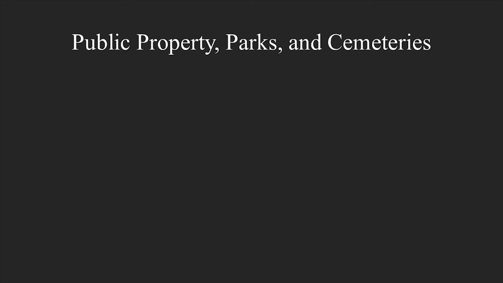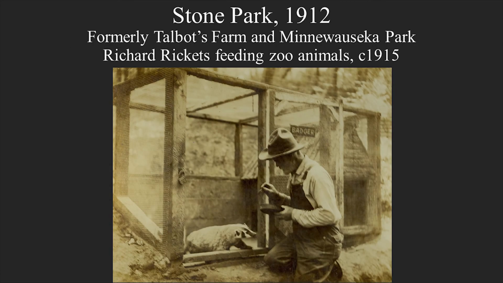Let's take a look at some public property, parks, and even cemeteries. Stone Park became a city park in 1912. Of course, it has a long history going back to the 1880s when it was the farm of Daniel Hector Talbot. Later, after Talbot lost his farmstead in the 1890s, it became the property of the Stone family, and the Stone family called it Minnewasika Park. Here you can see Richard Ricketts, longtime caretaker of both Talbot's farm and Stone Park, feeding zoo animals around 1915.